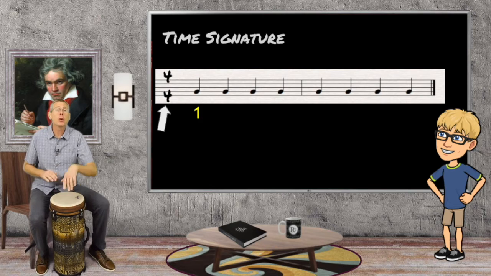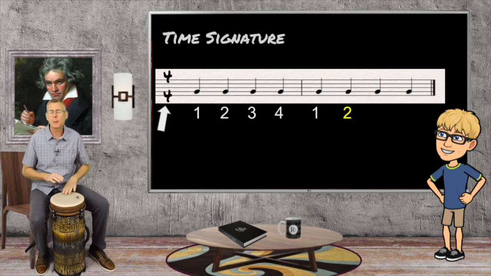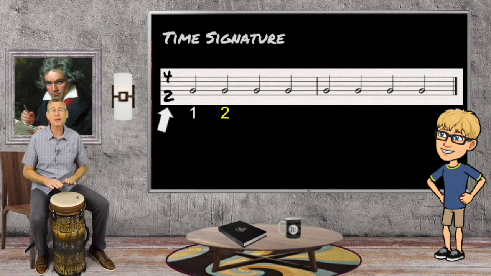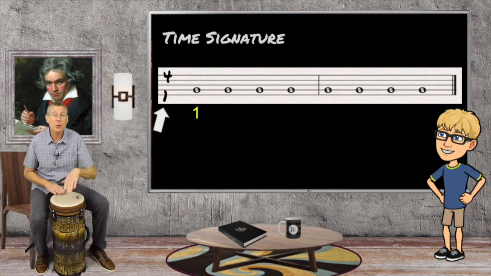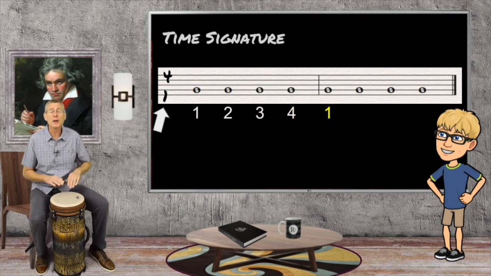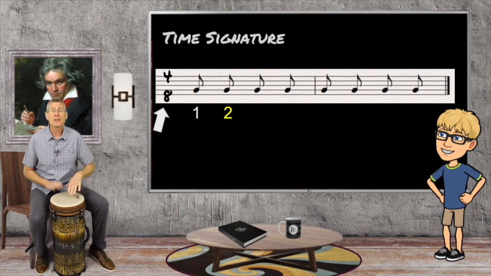You got a 4 on the bottom, quarter note gets 1 beat. You got a 2 on the bottom, half note gets 1 beat. You got a 1 on the bottom, whole note gets 1 beat. You got an 8 on the bottom, eighth note gets 1 beat. Oh yeah.